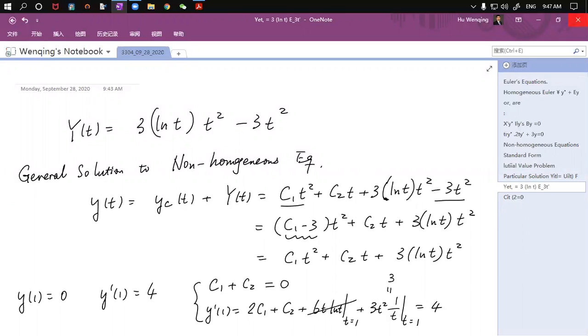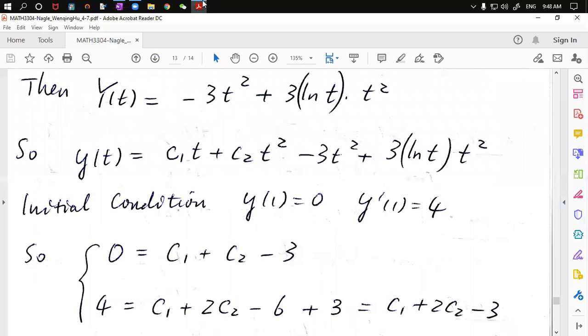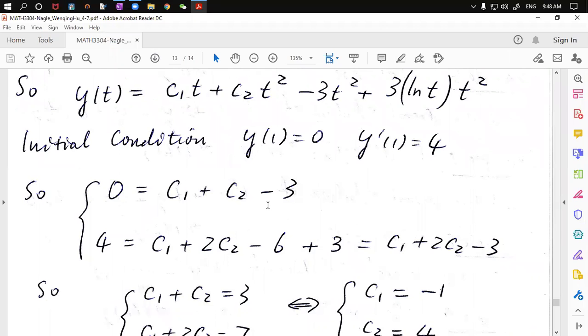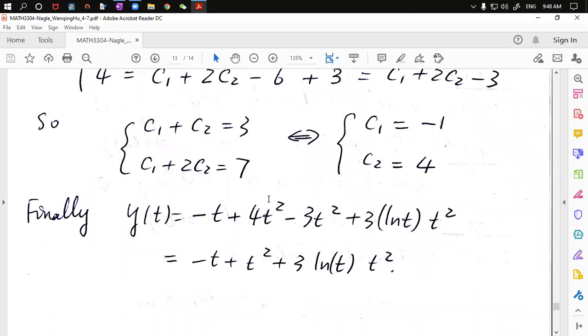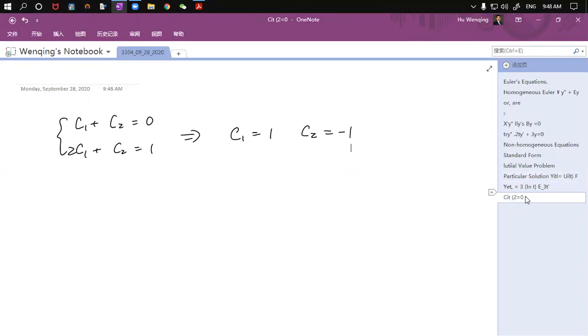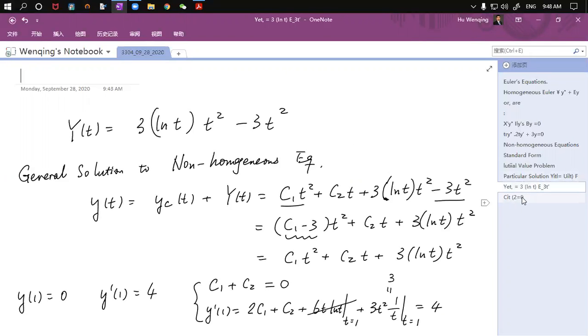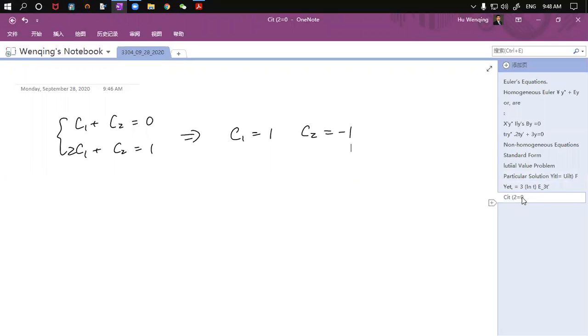So just make sure that I didn't make any mistake here. But it's completely fine. So that's going to be your situation, C1 equal to 1 and C2 equal to minus 1. So in the end, you reach a general solution. That means the particular solution.